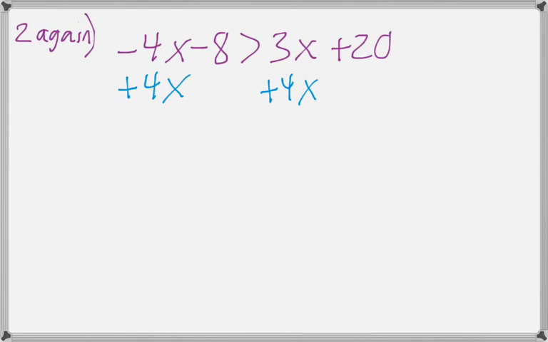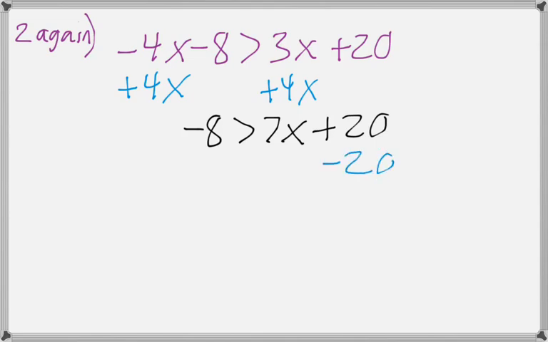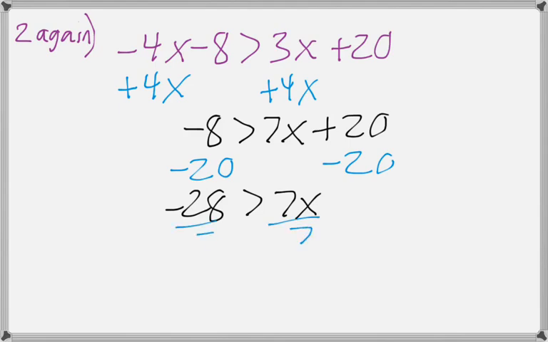So if I do that, I have negative 8 is greater than 7x plus 20. Then if I subtract 20 from both sides, then this is going to be negative 28 is greater than 7x. And then if I divide both sides by 7, then I'm going to get x is less than negative 4.